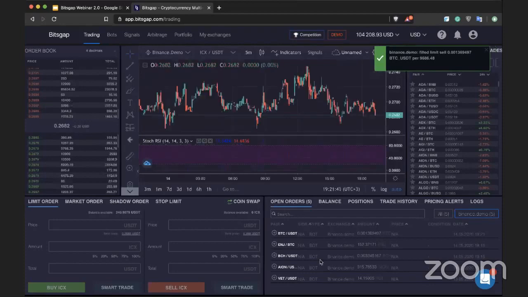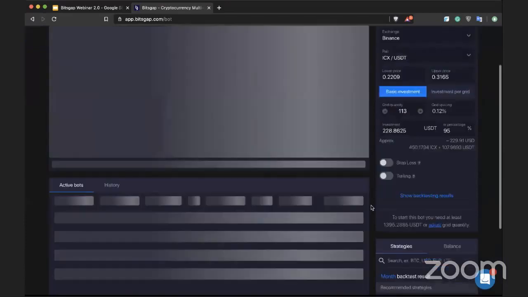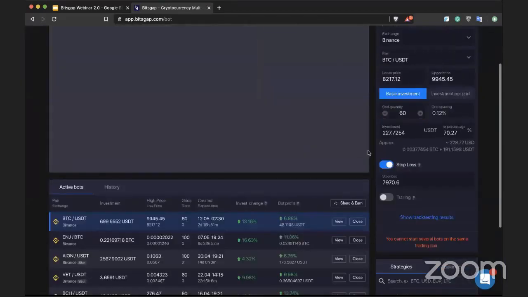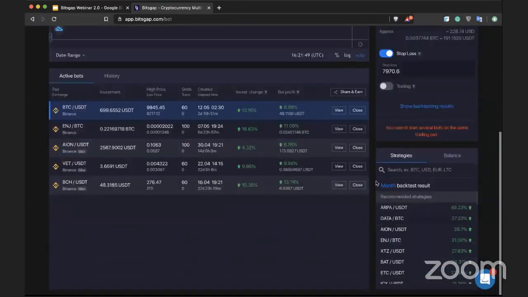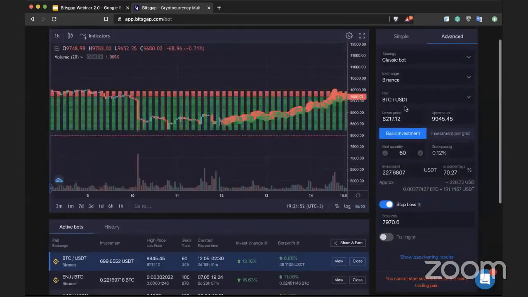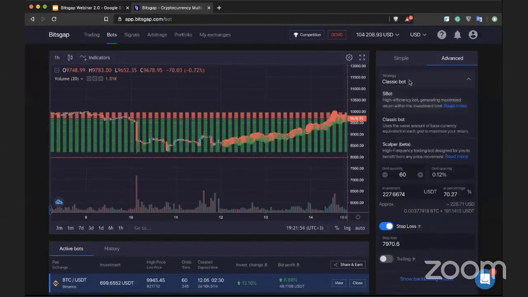Or if I have some limit orders, I have to postpone them. So I would have enough of the USDT to initiate the trade. All right. And here you can also choose the strategy. We have three strategies, which is SBot. It's a high efficiency bot, and its idea is to generate maximized return within the investment limit. So if you want to read more, just click on the read more and you will get more specifications.